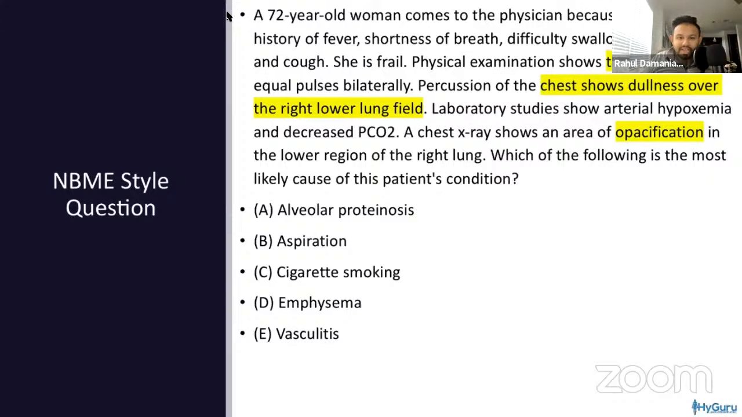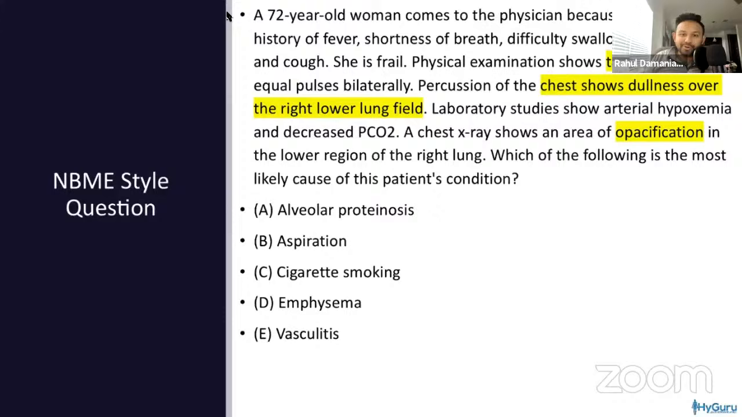Which of the following is the most likely cause of this patient's condition? And this is directly from the free 120. So you see that the patient has a right lower lung consolidation, and that's why you see the dullness to percussion.